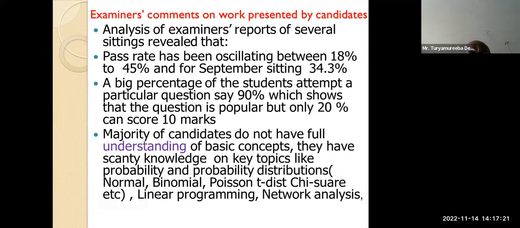When I analyzed the reports from the examiners and from my experience as a person who has been handling QT, I discovered the following that I would like to share with you so that we can lay a strategy to perform much better than we have been performing. Analysis of the examiner's reports of several sittings revealed the following. Number 1, pass rate has been oscillating between 18% to 45%. And for the September sitting, the previous one, it was 34.3%.